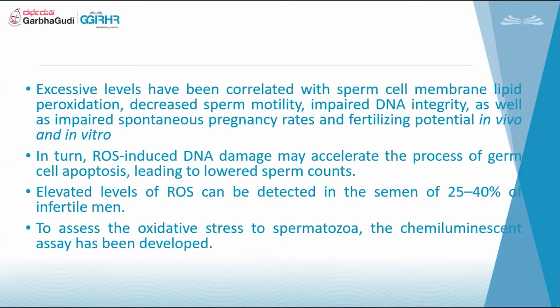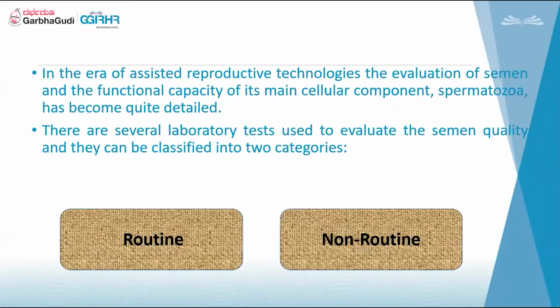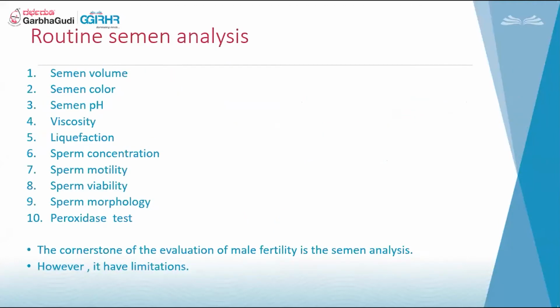Okay. Next, to assess the oxidative stress to spermatozoa, there is something called the chemiluminescent assay, to check the oxidative stress. This is not done regularly, but DFI is also done. SCA, I'll come to that. Next, there are two kinds of tests, routine and non-routine.